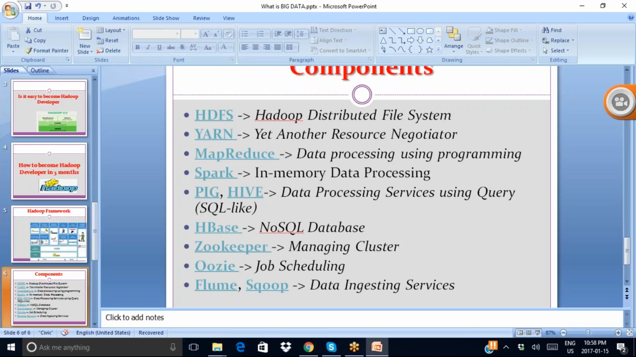We have ZooKeeper, which takes care of managing clusters. We are running so many of these jobs, so obviously we need a job scheduler, and that's called Oozie, which also handles data ingestion schedules.